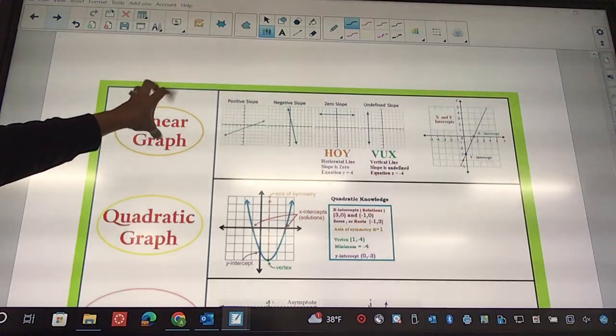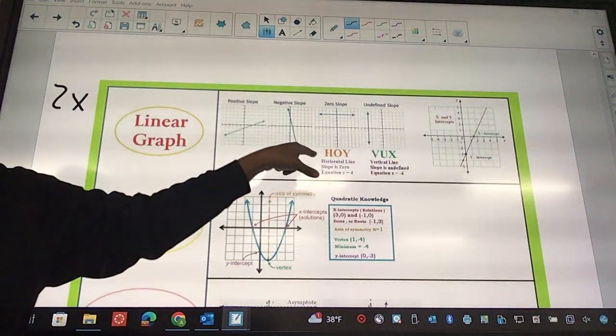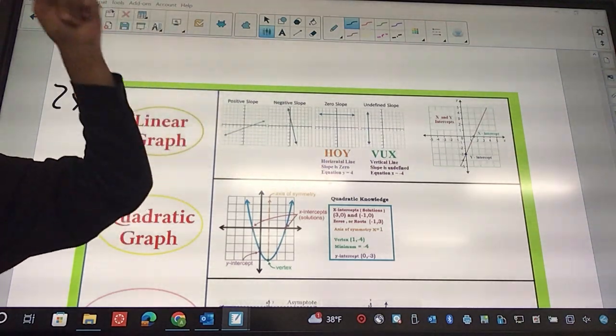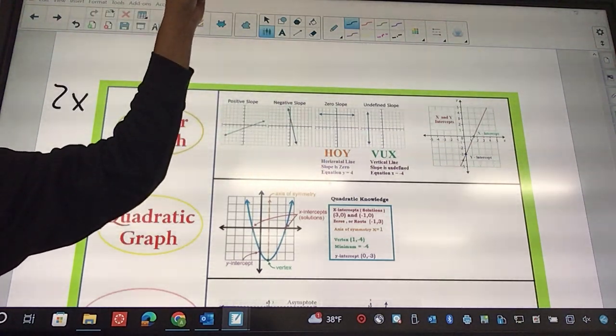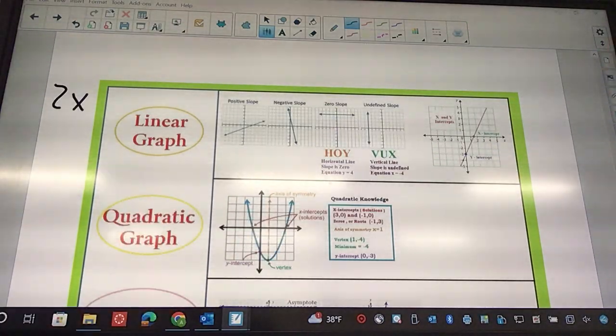So a linear one, when we just see x or like 2x, that's just a straight line, which is what you've done before. You started and you rose 1 and you went over 2. Today we're doing this. We're doing the quadratic.